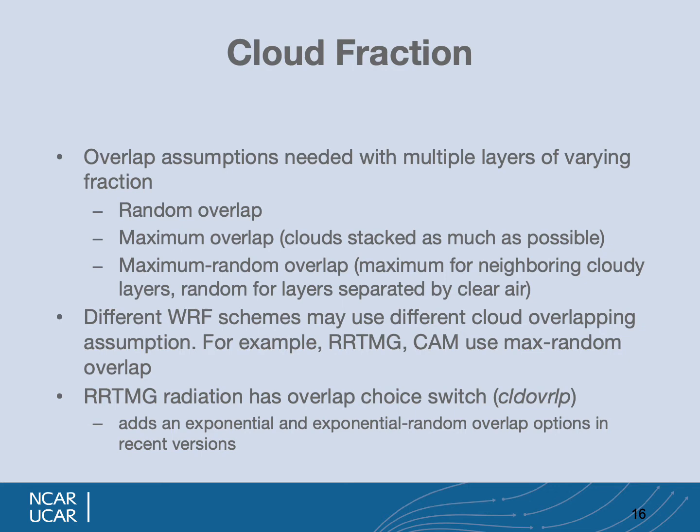That is a bit more realistic, but the one that's often used is the maximum random overlap, which is a combination, where neighboring cloudy layers are maximum overlapped, but when there's a clear sky between the layers, those are randomly overlapped because there's no reason to believe the clouds at two different layers should be maximum overlapped. So the maximum random overlap is the option most used by radiation schemes.